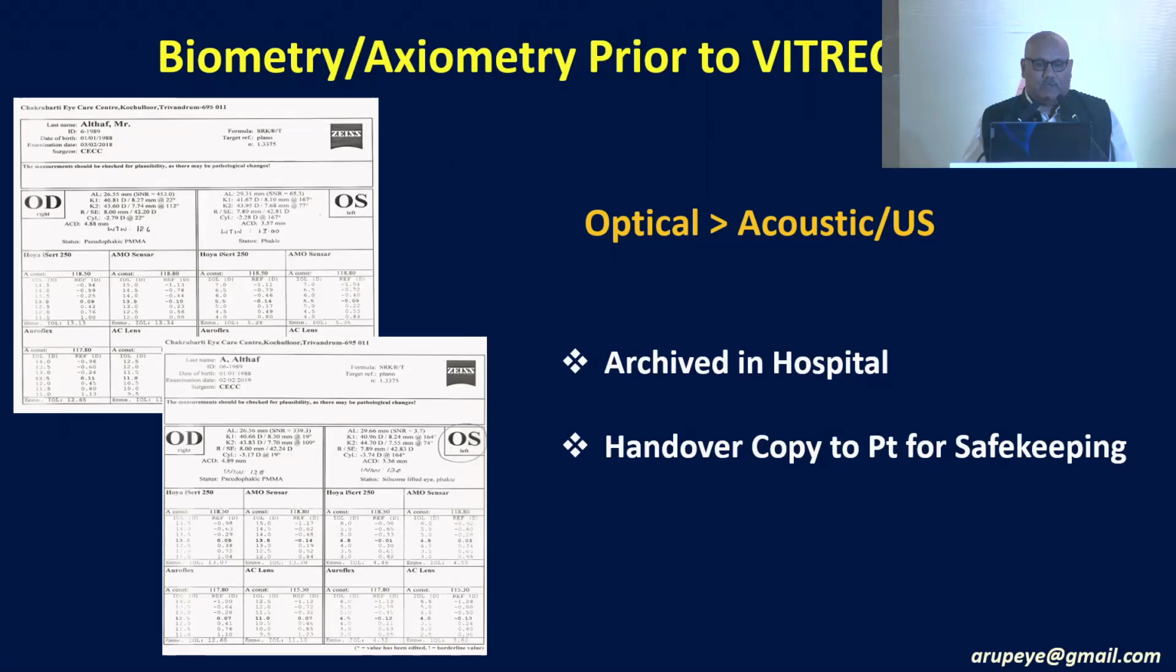So how do I sort out this problem in my practice? When a patient with a posterior segment pathology comes for posterior segment surgery, the first thing we do is perform the biometry for the patient. Ideally optical biometry if it is possible, and in certain situations where it is not feasible, then acoustic or ultrasound biometry. And the results are archived in the hospital and a copy is given to the patient, so that wherever the patient goes later on, the patient has the pre-vitrectomy biometry available with him.